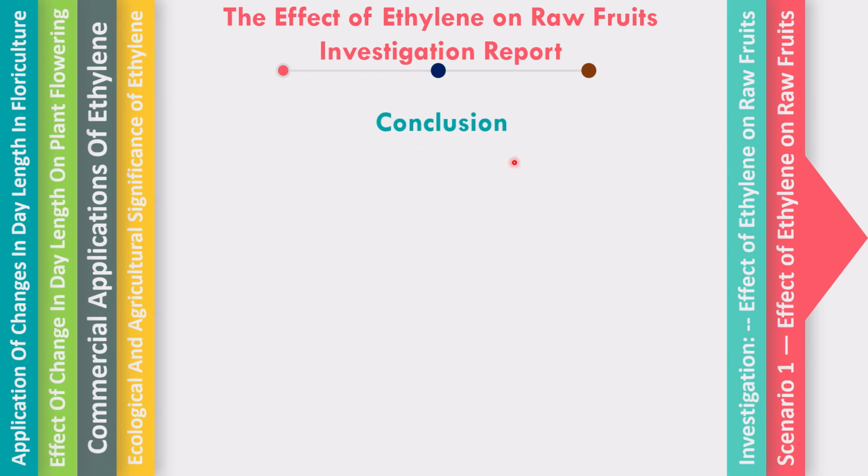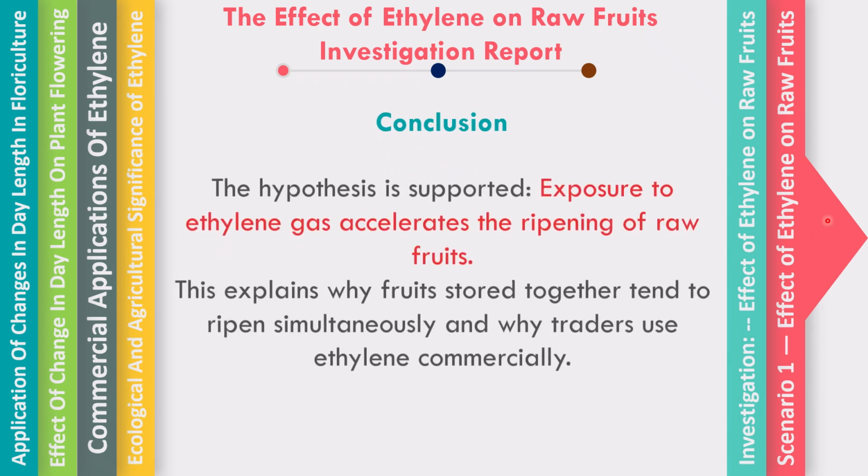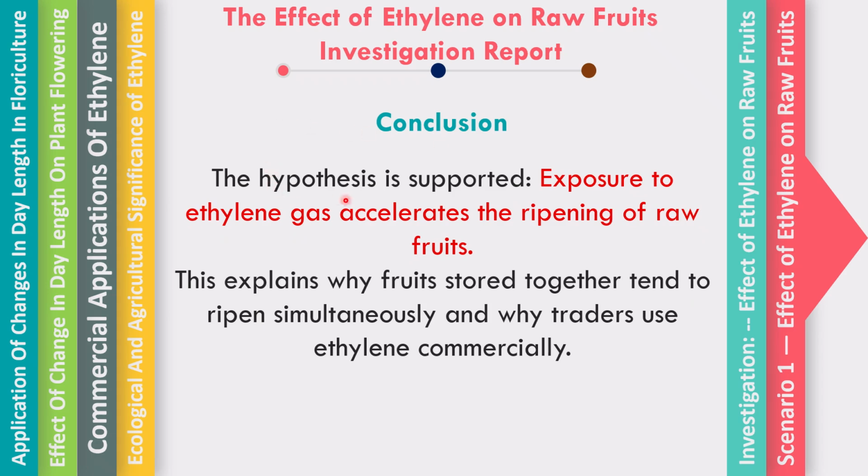Our conclusion. The hypothesis is supported. Exposure to ethylene gas accelerates the ripening of raw fruits. This explains why fruits stored together tend to ripen simultaneously and why traders use ethylene commercially.